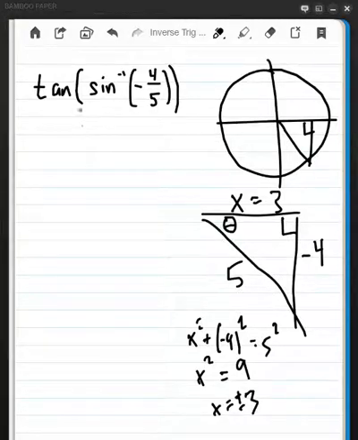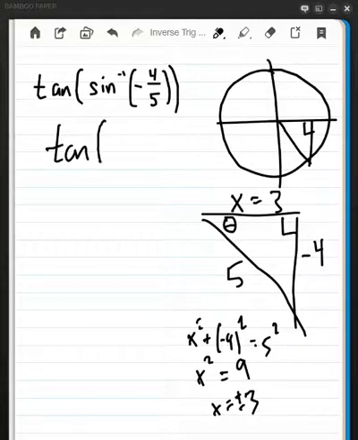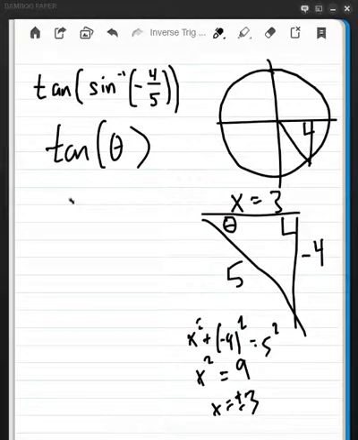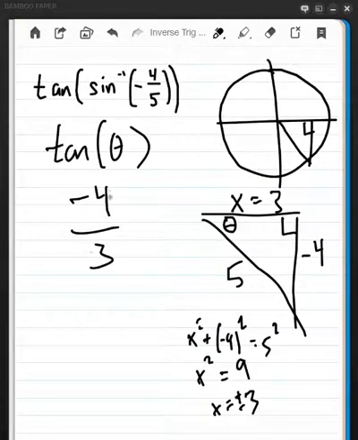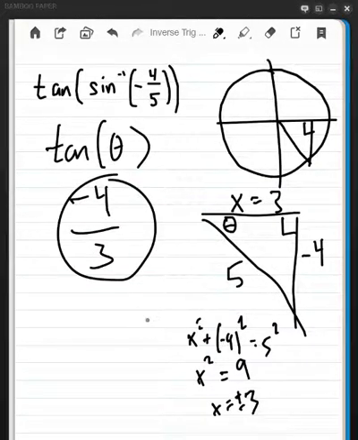Okay. All right, so we're trying to find the tangent of that angle that we've created that represents the inverse sine of negative 4/5, because for this angle, the sine of that would be negative 4 over 5. All right, tangent would be opposite over adjacent. The opposite to this angle is negative 4. The adjacent would be 3, so negative 4/3 is your simplified value for this expression up here.